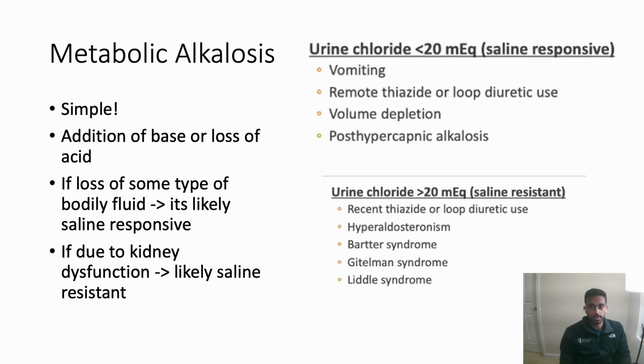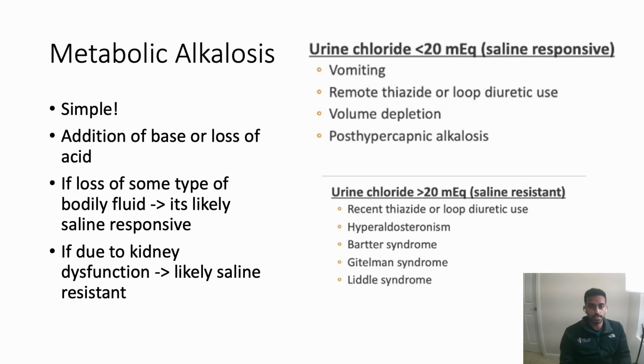So metabolic alkalosis, that's a little bit more simple. It's an increase in pH either due to addition of base, such as reabsorption of bicarbonate, or loss of acids in the blood. But there are two types of metabolic alkalosis, either saline responsive or saline resistant. Basically, if the metabolic alkalosis is due to some loss of body fluid, such as urine or gastric contents, then it's likely saline responsive. If it's due to kidney dysfunction, it's likely saline resistant.